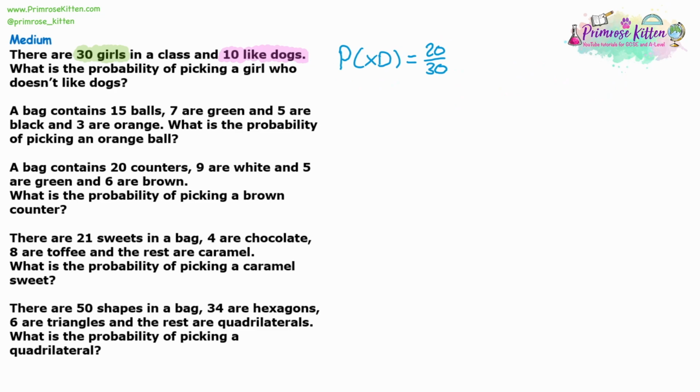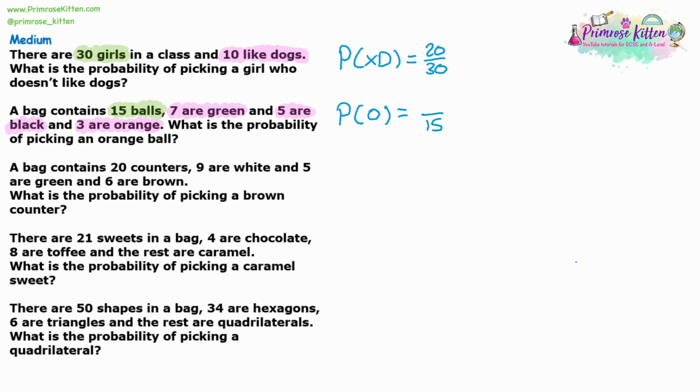Moving on to question 2, let's look at the numbers. We have 15 balls, and 7 are green, 5 are black, 3 are orange. So we've identified the numbers. Now let's look at the question. It says, what is the probability of picking an orange ball? So PO for probability of orange. So probabilities, we always have the total in our fraction. The total is the denominator of the fraction. There are 15 different balls we can choose.